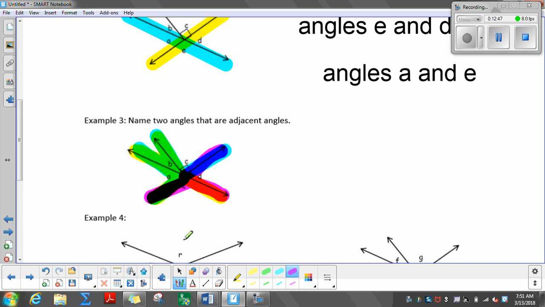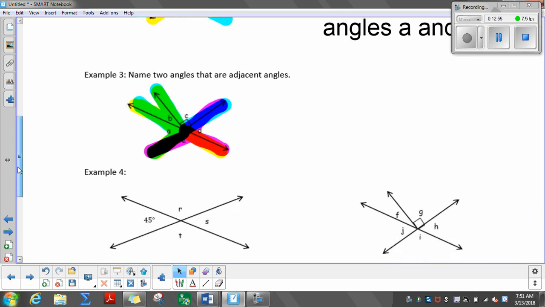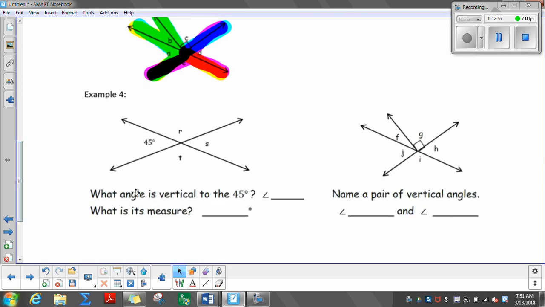But it's basically as long as they're next to each other, they're adjacent. Okay? So you can write out all those different ones. Example 4. What angle is vertical to 45? So remember, it's across the vertex from each other. Okay? Across the vertex. So there's the vertex, I just drew it in. Straight across from 45 degrees is S.